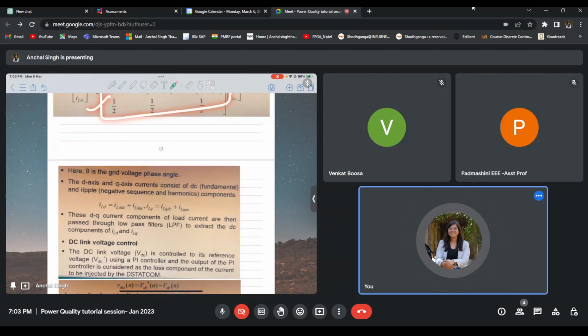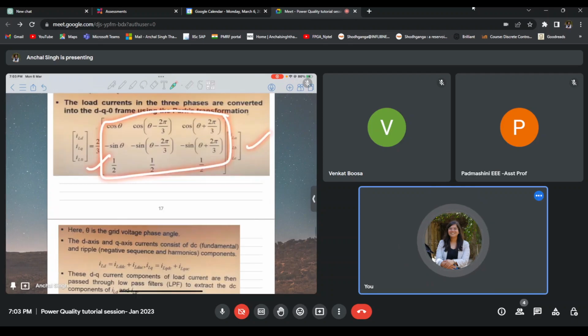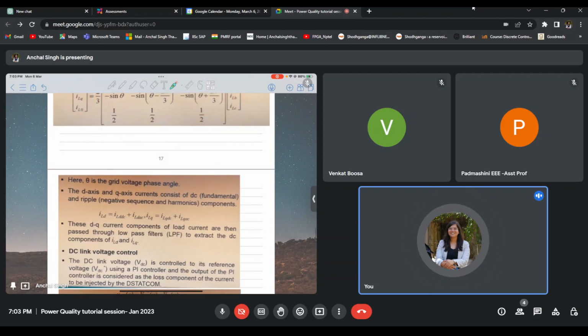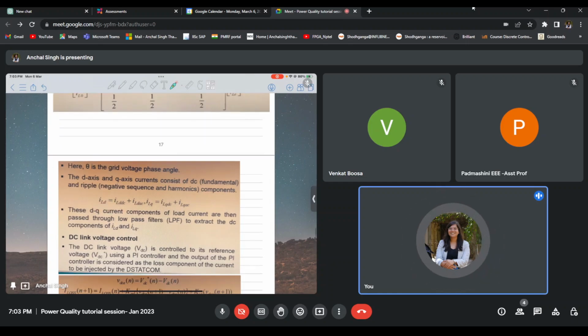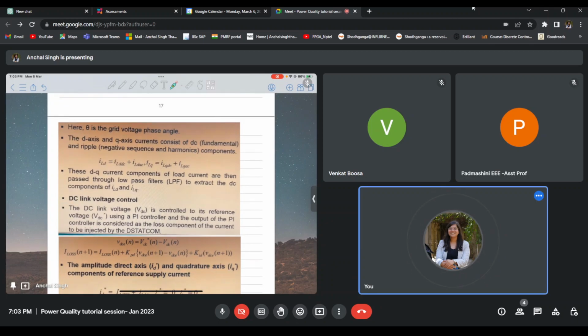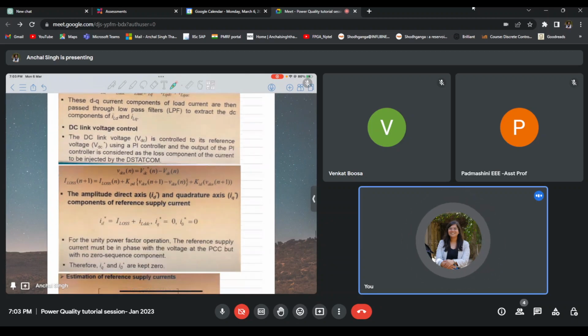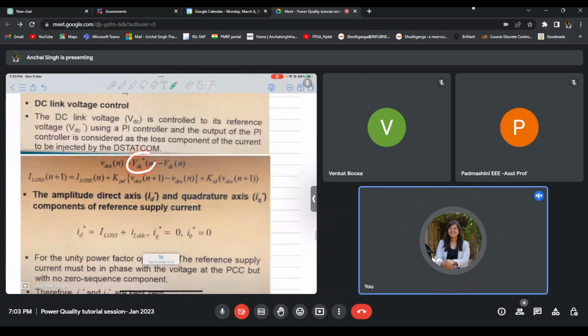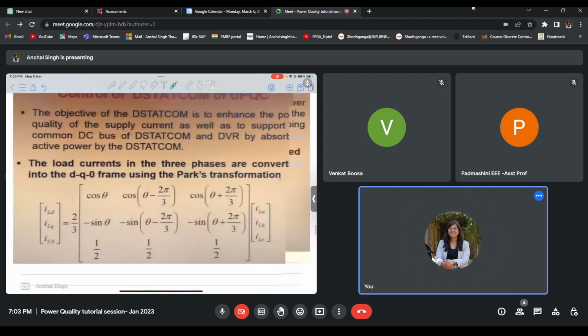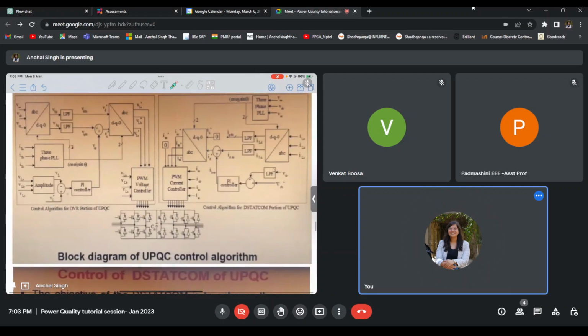Then, once we obtain these ILD, ILQ, and IL0 components, I know that this ILD component will have both DC and AC component. In order to get rid of the AC component, I will put a low pass filter so that I can just obtain ILDC. Now, for DC link voltage control, we know that we need a reference DC voltage, and this is the measured one. Then it will give me an error. And once I pass it through a PI controller, I will be able to generate the loss component. And I will add this loss component to the D axis component. This is the loss component, and this is added to IDDC.